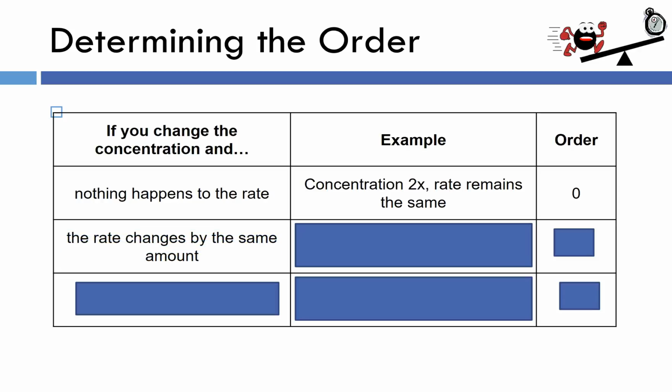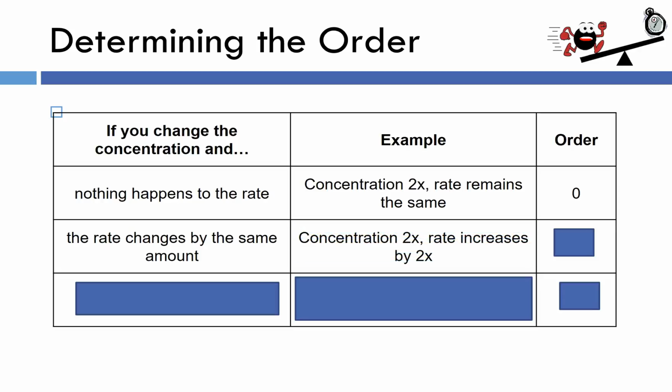If you change the concentration and the reaction rate changes by the same amount, so you increase the concentration of one of the reactants by twice as much, so you've doubled its concentration, and now the rate doubles. Well, it's kind of the mirror image of each other, so we call this first order.